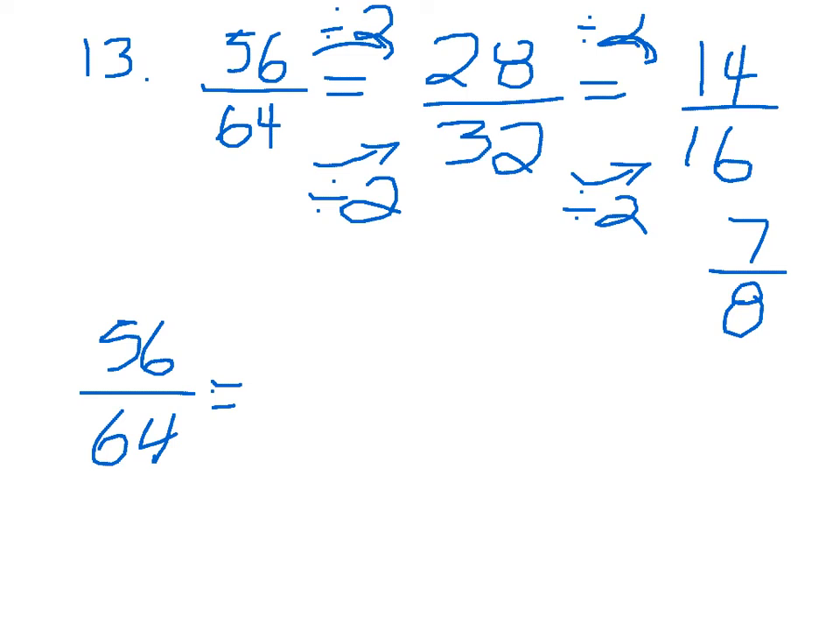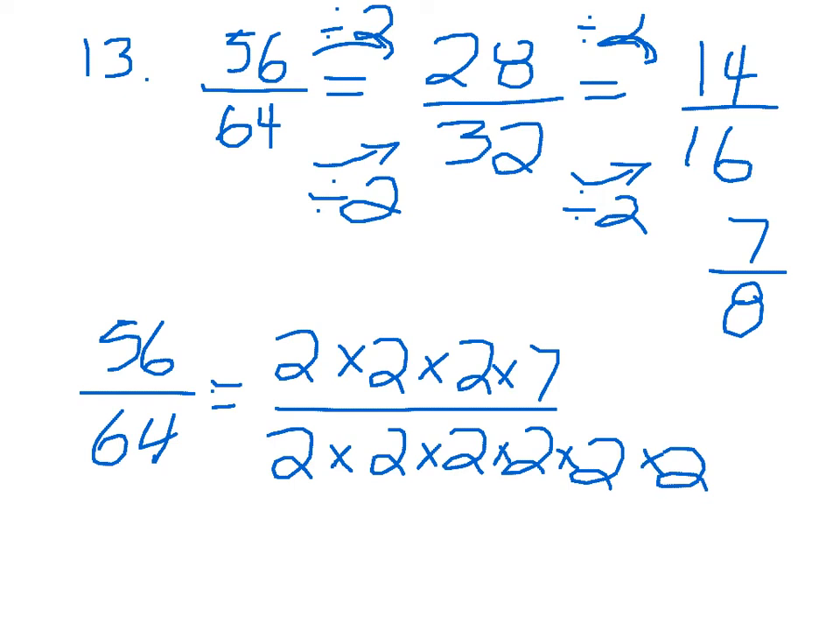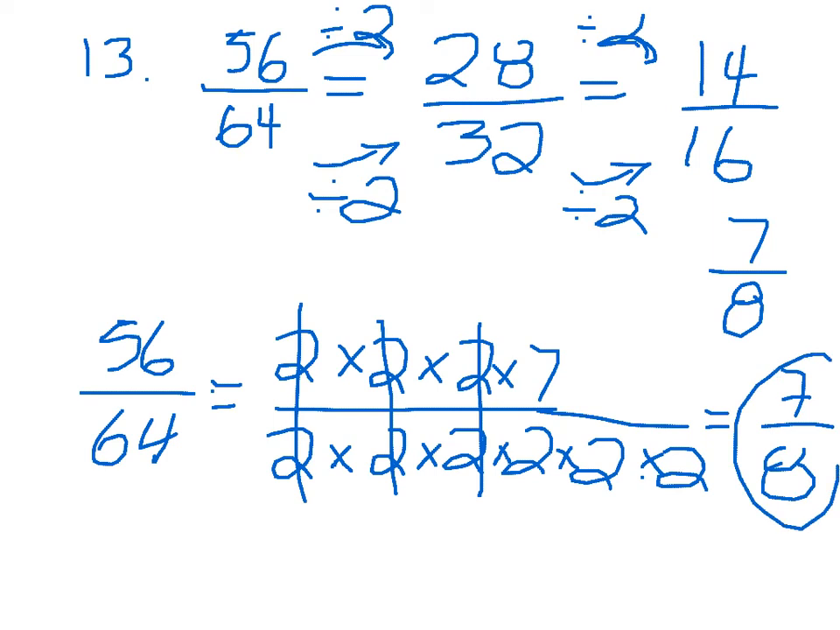But either way, eventually what I'm going to see here is that 56 is 2 times 2 times 2 times 7. And the 64 is 2 times 2 times 2 times 2 times 2 times 2. Actually, it's 2 to the 6th power. So I'm looking for common factors here. I'm going to remove these 2's, these 2's, and these 2's. So this is 7 left on top, and then 2 to the 3rd power. Well, that is 8.